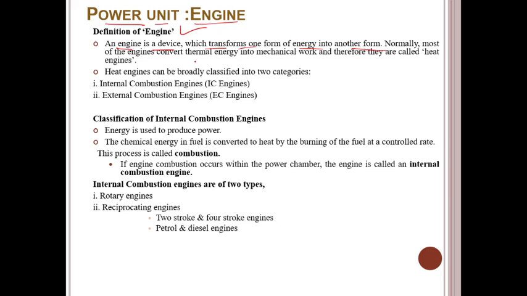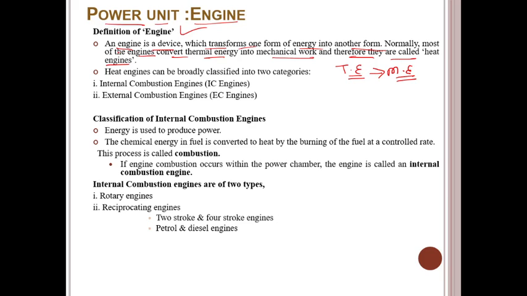Simply put, most engines convert thermal energy into mechanical energy. We know that from the combustion of petrol, thermal energy is converted into mechanical energy and our vehicle moves. Therefore they are called heat engines. That's why in thermodynamics we learn about the heat engine, guys. Yes or no? Yes.